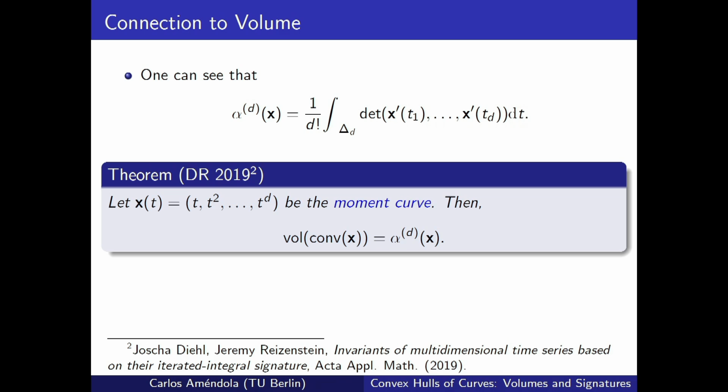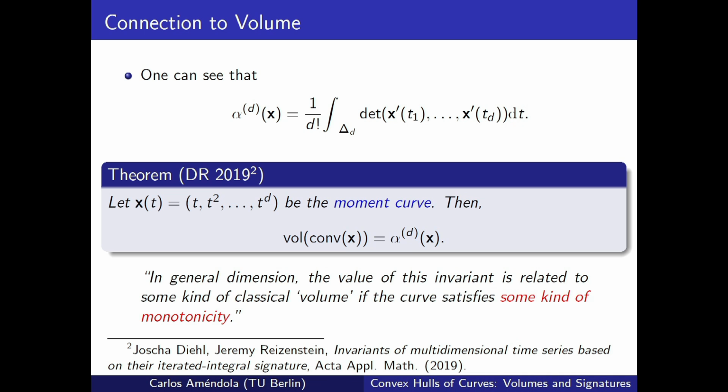And in general, this is going to be what one gets. So here Joshua Dill and Jeremy Rasenstein observed that for the moment curve, a very nice curve, very important, also called the rational normal curve, it's true that the volume of the convex hull is given by this alternating signature. And in that particular case where k equals d, well, that's the connection, right? So you can write this alternating signature in terms of a determinant of these derivatives, and that's how you get back these formulas that we were seeing at the beginning.